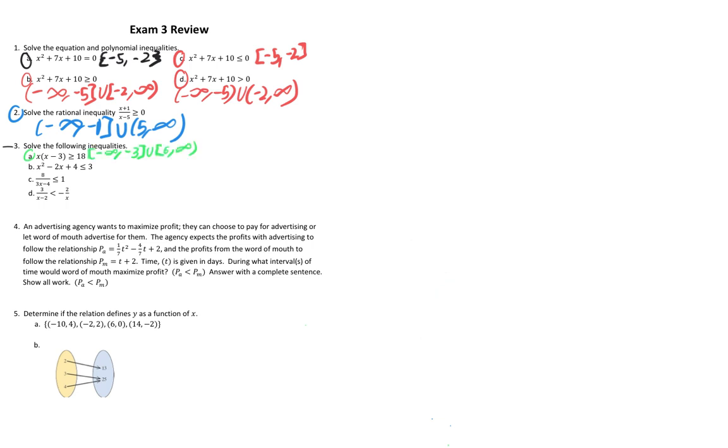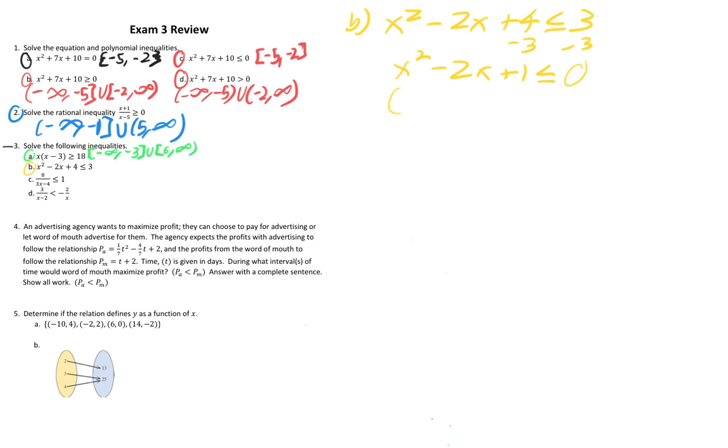So now we want to look at part B here. So B has x squared minus 2x plus 4 is less than or equal to 3. Let's get everything on one side. So we're going to subtract 3 on both sides. So minus 3, minus 3. So we're going to have x squared minus 2x plus 1 is less than or equal to 0, right?